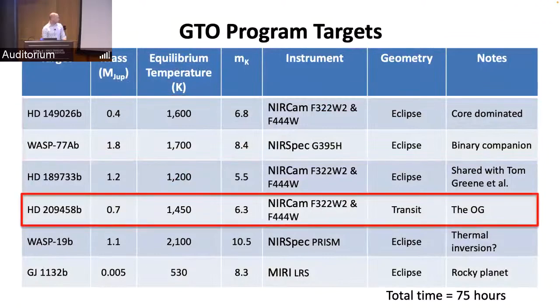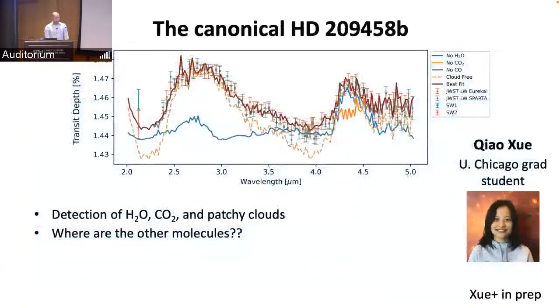Moving on to another planet, the most famous transiting planet, perhaps, HD 209458b, the first transiting planet that was discovered. In this case, we measured the transmission spectrum of the planet, and this is what it looks like. In transmission spectroscopy, absorption is up, so we're seeing absorption of CO2 and water. So we detect CO2, water, and also patchy clouds in this planet. But where are the other molecules?